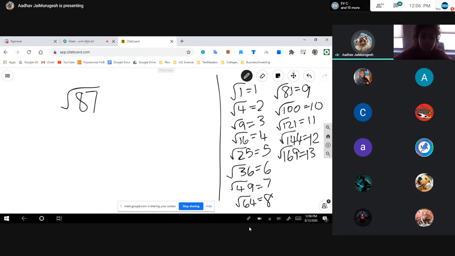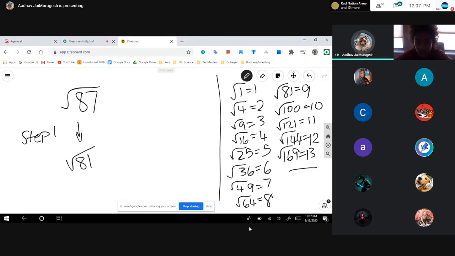So how this trick really works is, let's say you have the square root of 87. What you basically do is try to find the next lowest perfect square number. As you can check over here, the next lowest perfect square before 87 is going to be 81, right? So 81. That's going to be the first step: finding the next lowest square number. So write step 1 over here.